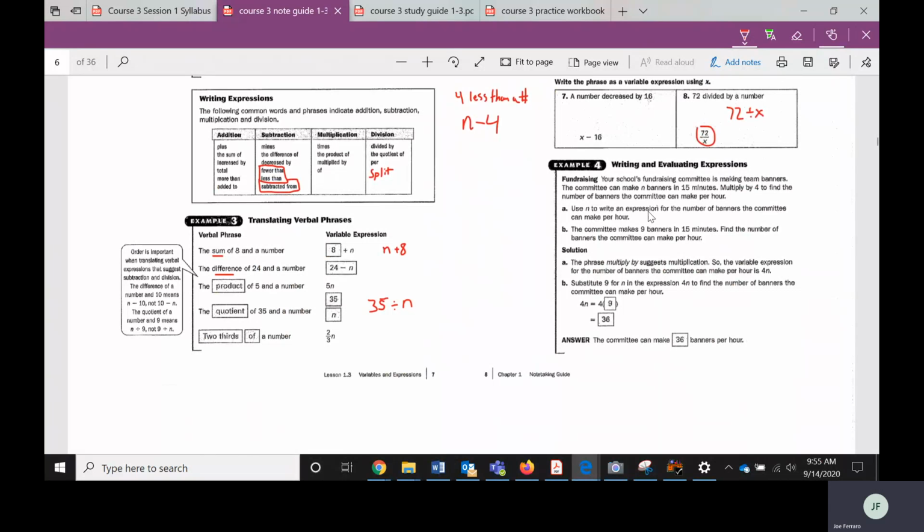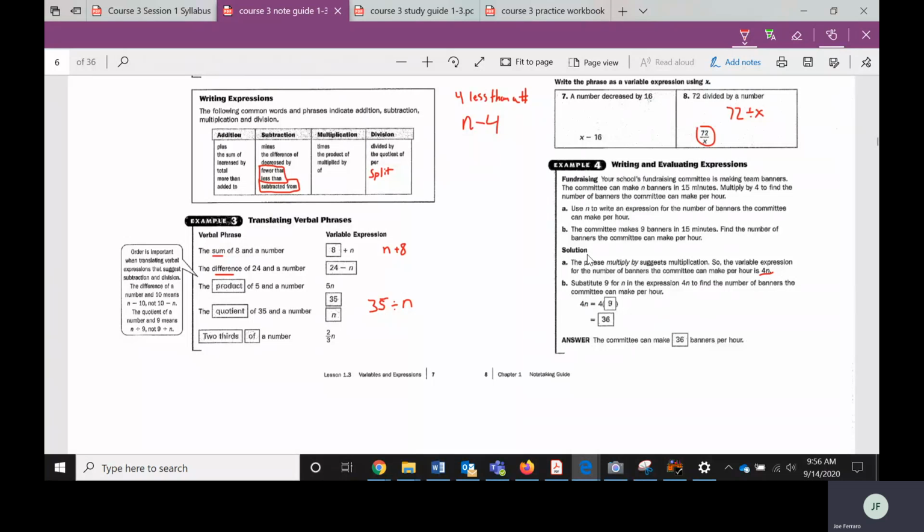So letter A says use n to write an expression for the number of banners the committee can make per hour. B, the committee makes 9 banners in 15 minutes. Find the number of banners the committee makes per hour. So letter A, it says multiply by 4 to find the number in an hour. So right here, 4n would give you the expression. If n is the number they can do in 15 minutes, you would just take n times 4, and that would give you the number in an hour.